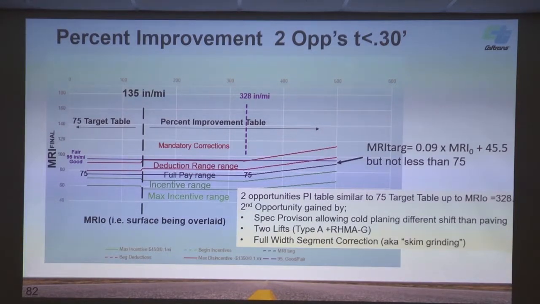So, 2 lifts, you can end up with 2 lifts if you have 2 different types of HMA with a less than 3/10. Okay, now we have this thing called full width segment correction. And I'm calling this skim grinding, but we'll cover that in a second, so that'll add a second opportunity.